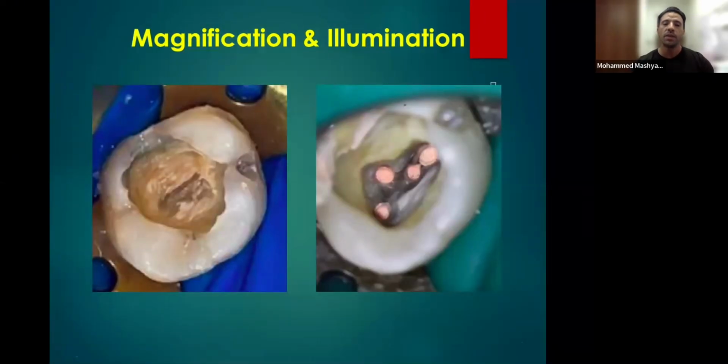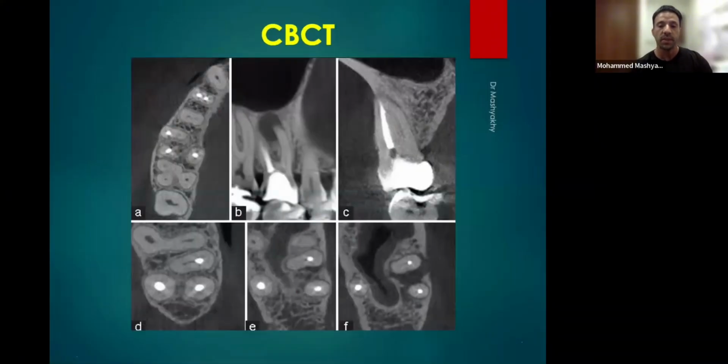So this is how magnification can help you in the clinic. This patient came to me like this with a pulp chamber where you cannot see anything, and with the loupe, and then after that I used the microscope, and you can see how the pulp chamber looks. So we cannot ignore this fact. A tooth like that, you cannot do without magnification.